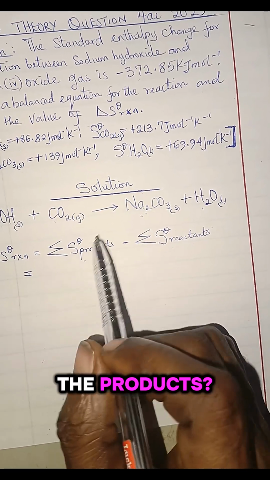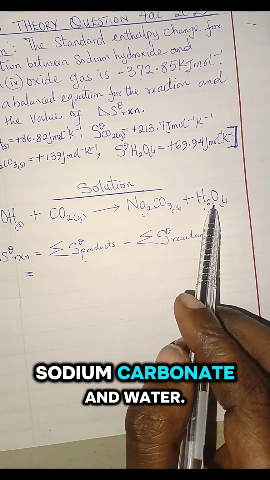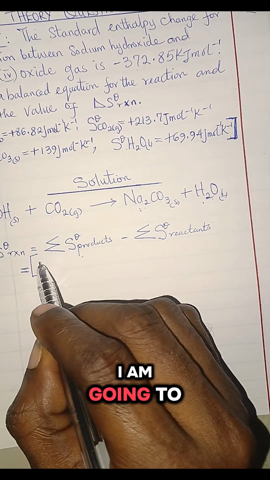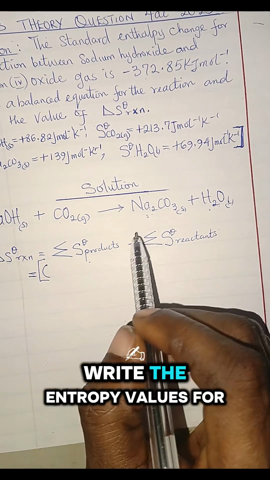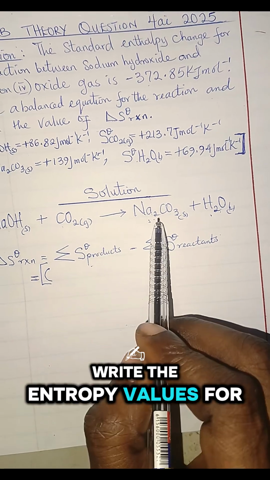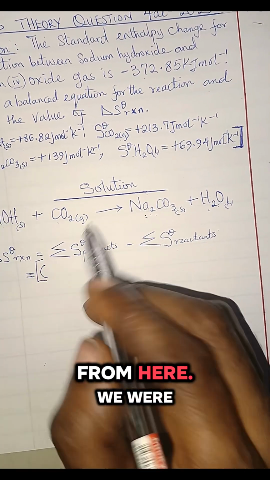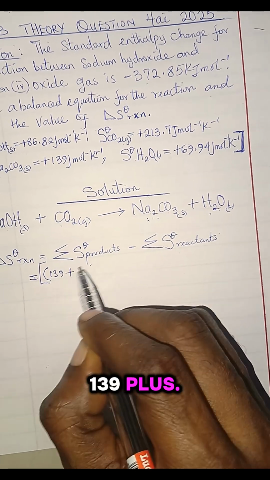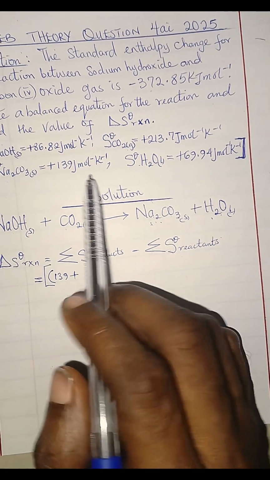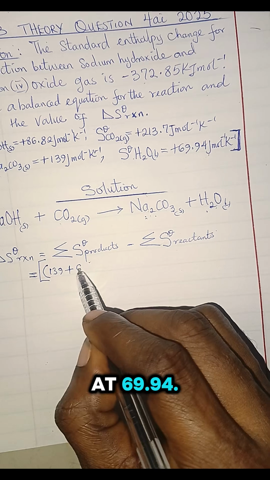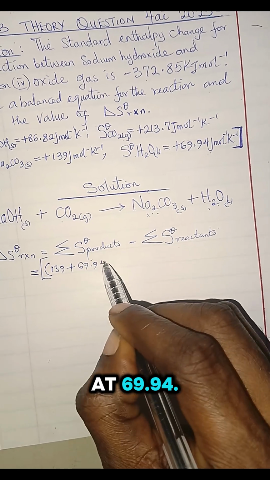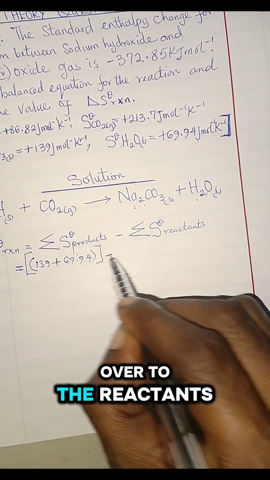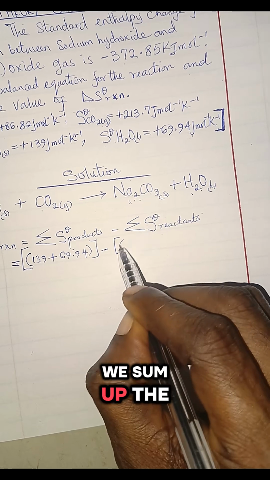So what are the products? From here I have sodium carbonate and water. So what I'm going to do is write the entropy values. For sodium carbonate, we're given that to be 139, plus, I'm summing up the products, water was given to me as 69.94. This is for the products, and then we go over to the reactants to do the same thing. We sum up the reactants.